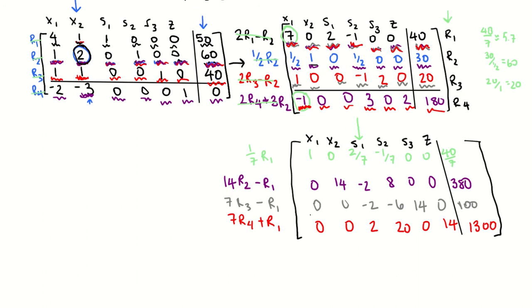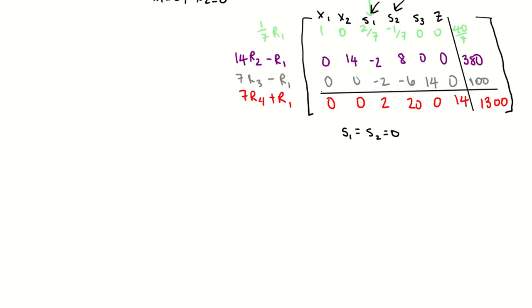So here's the next iteration of our simplex tableau. Since we have no negative indicators, that means that we're almost done. A couple things to note: since the S1 and the S2 columns do not look like the identity matrix, that means that those are non-basic. So that's going to tell us that S1 and S2 are 0. Okay, we can also get our basic variables now. So from this first row, since we know that these two variables are both 0, we have that x1 is equal to 40 over 7.